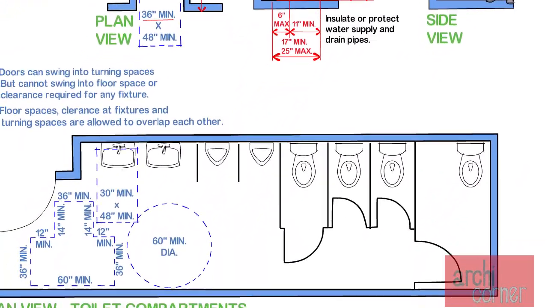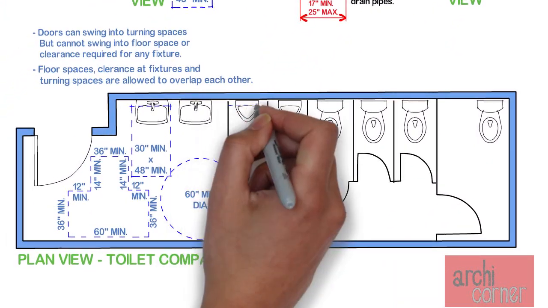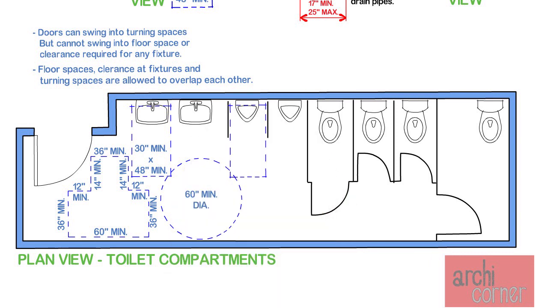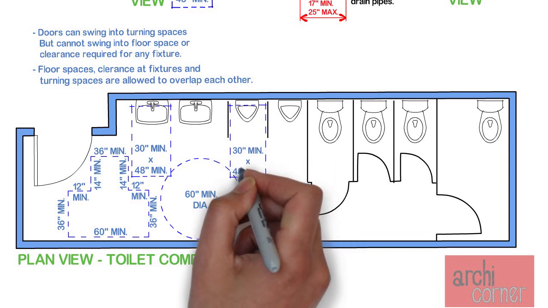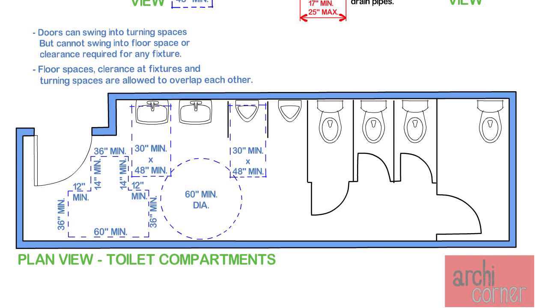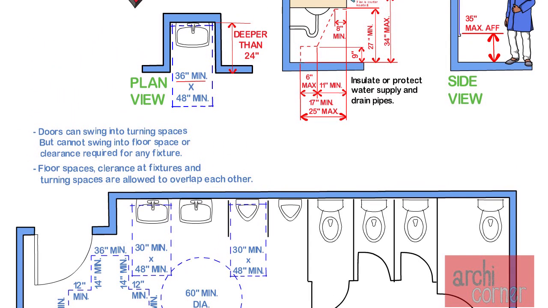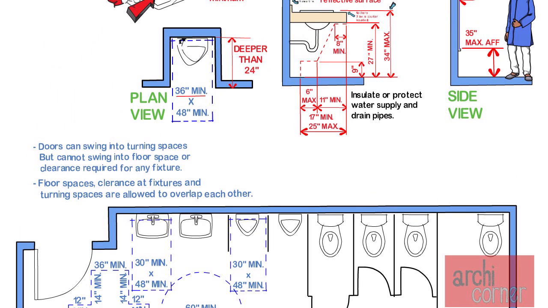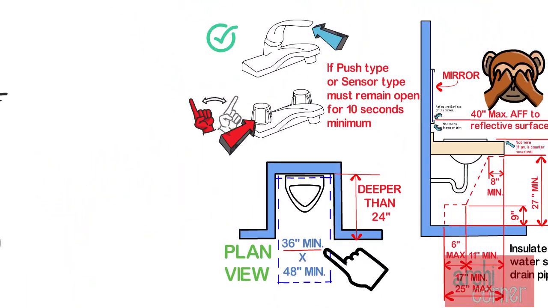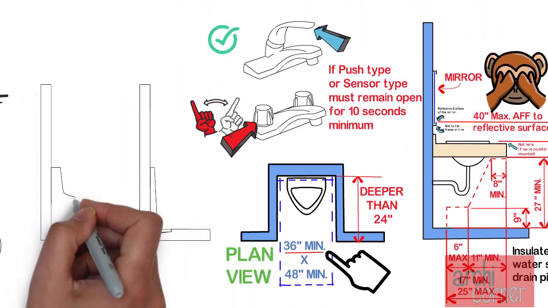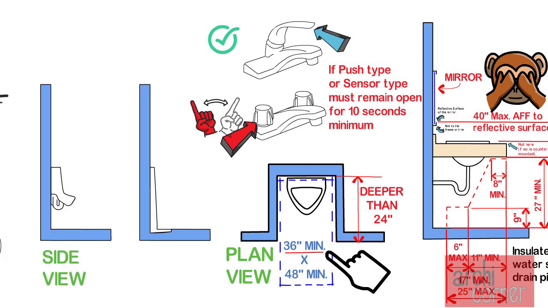Let's now switch on to urinals. Just like the lavatory, the urinal must also have a clear floor or ground space designed for front approach, which, as we mentioned before, is a 30-inch minimum by 48-inch minimum floor clearance. And just like the lavatory, if the depth is greater than 24 inches, then 36-inch minimum width is required, not just 30 inches wide. Urinals may be stall type or wall hung type, as shown here.